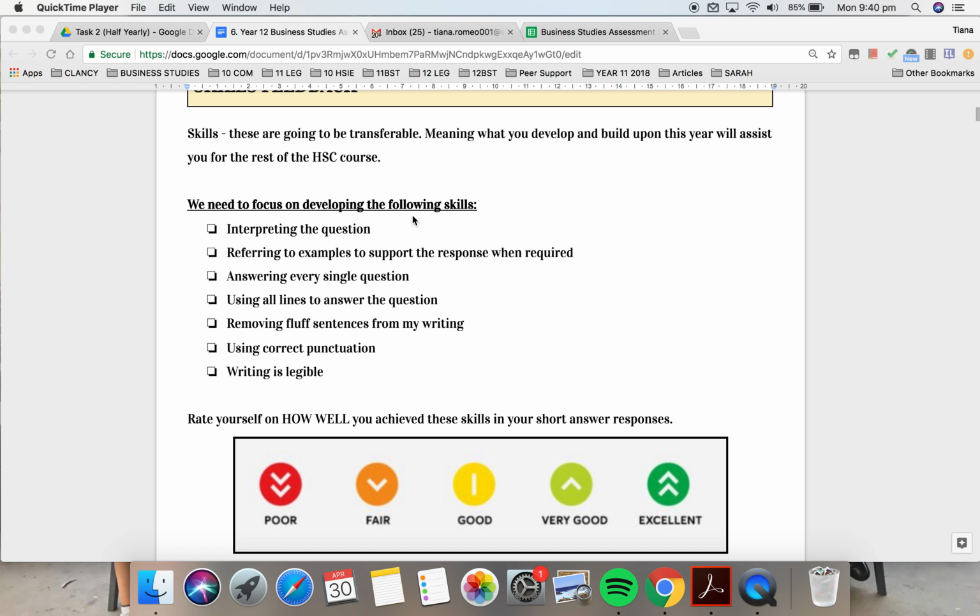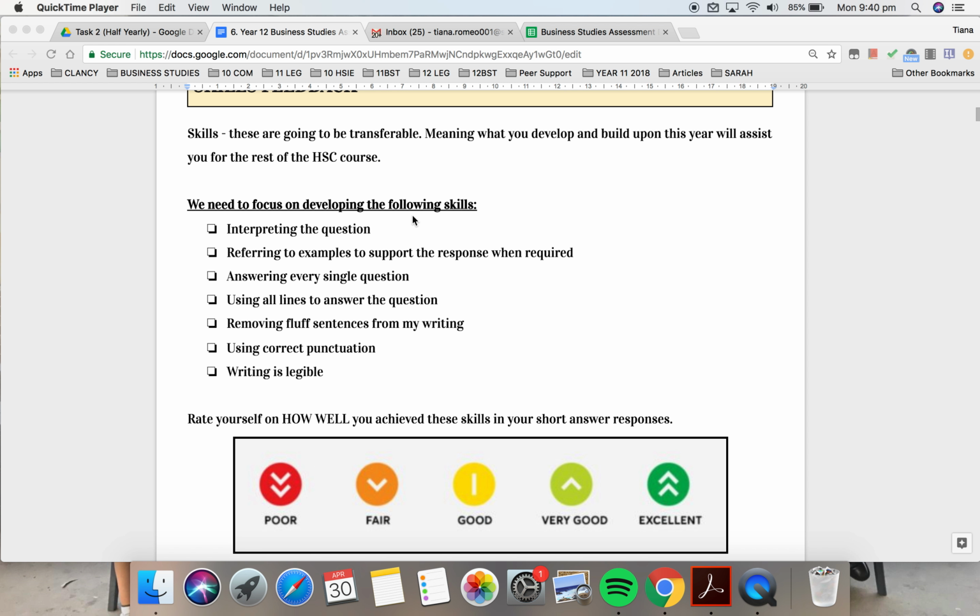Make sure that you're using the correct punctuation. I know it sounds silly, but it leaves an impression on the marker. If you're not using capital letters at the start of a sentence, if you don't have sentences, if you're referring to a business name and you don't have a capital letter at the start of that name, all of those things are really important. They leave an impression on the marker, and you want that impression to be positive.